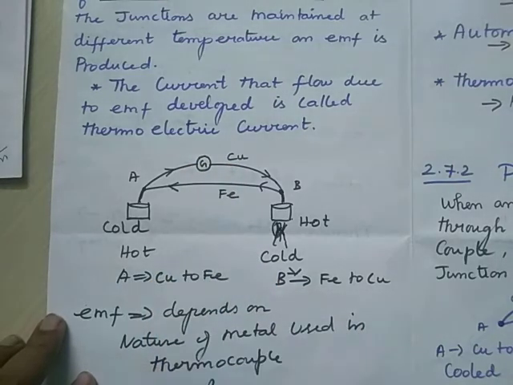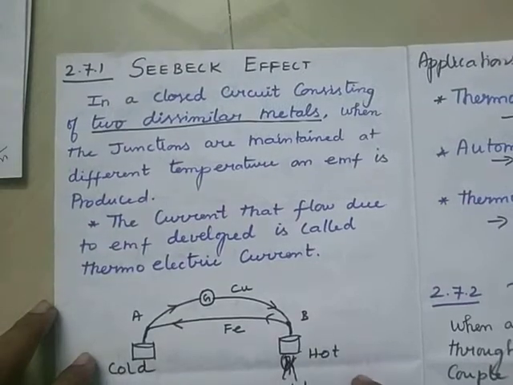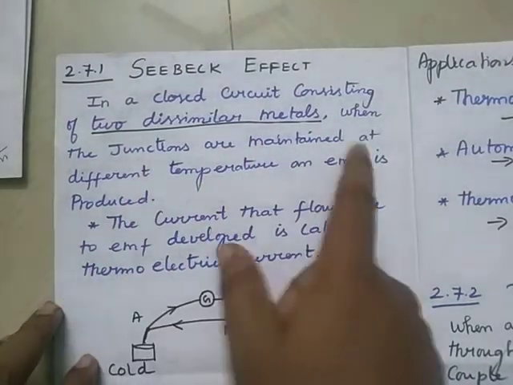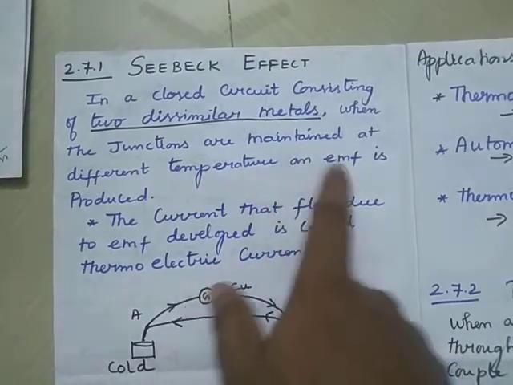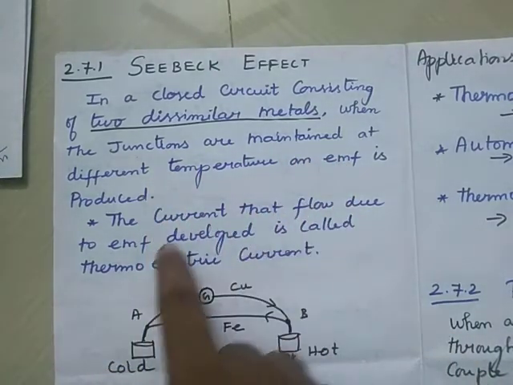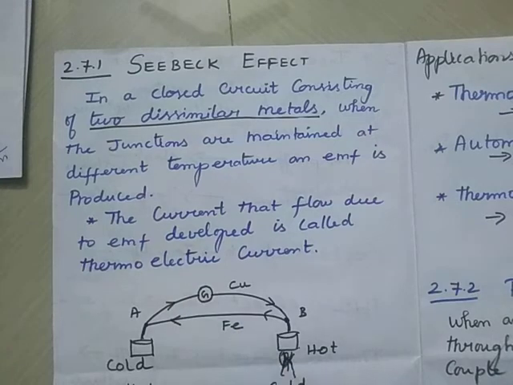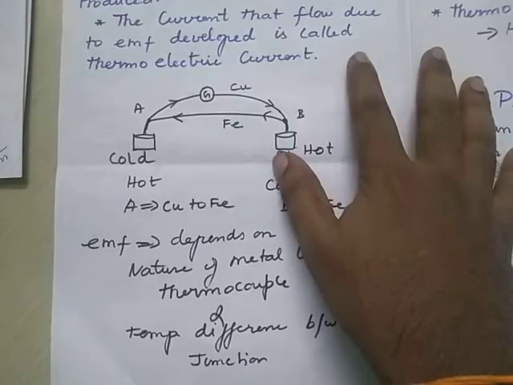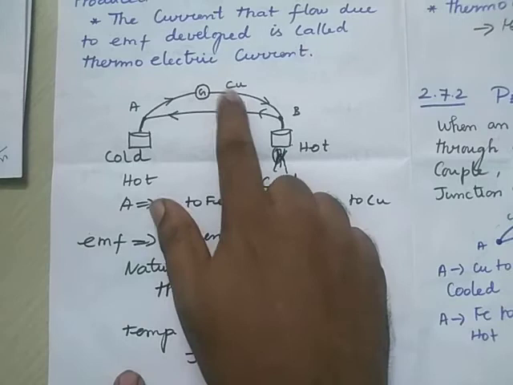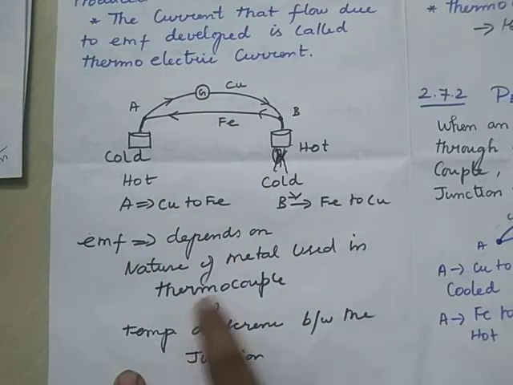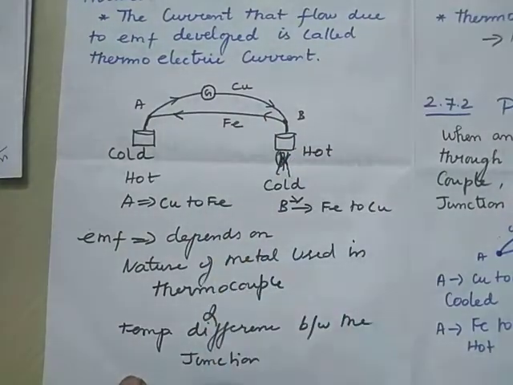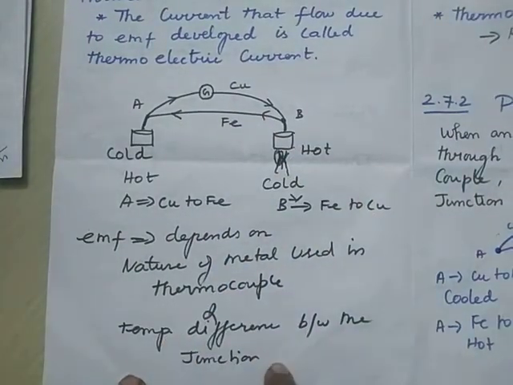Here this can be stated as: in a closed circuit consisting of two dissimilar metals, when the junctions are maintained at different temperatures, EMF is produced. The current flow due to the EMF developed is called thermoelectric current. The EMF developed in the circuit depends on the nature of the metals used in the thermocouple and the temperature difference between the junctions.